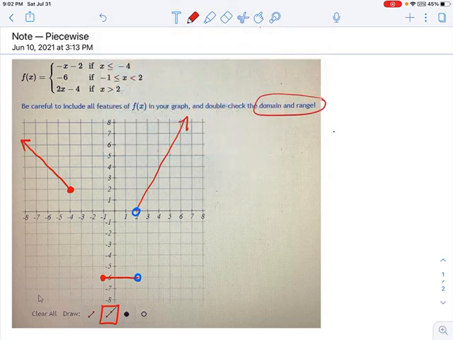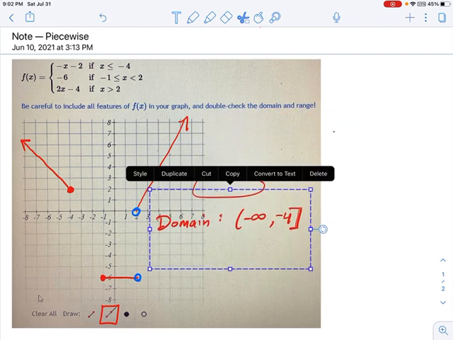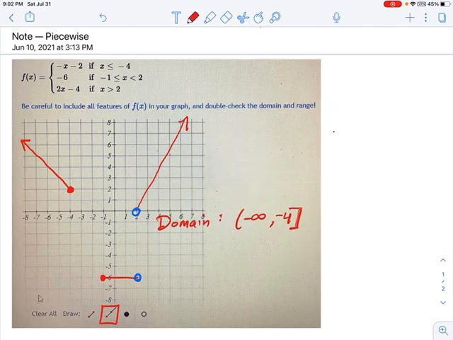The domain is all the x values you can see, and I see an arrow going off to the left. Okay, so that's negative infinity, and it comes along and hits negative 4. Stops at negative 4, not before negative 4, but on it, with that closed dot. And then, I'm going to move this over to give myself more space. And then, what happens next?